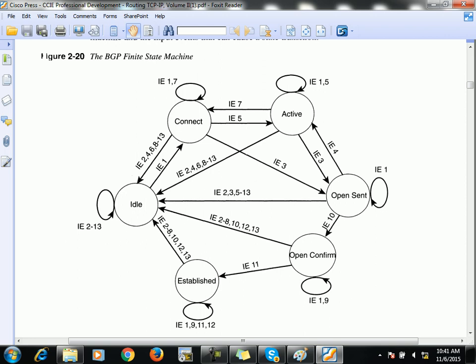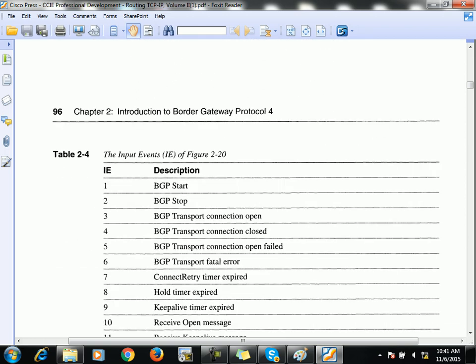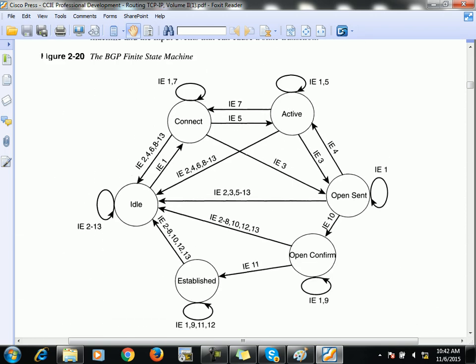Are you getting my point? If BGP starts, then it will move from idle to connect state. Now in connect state, input events 2, 4, 6, 8 to 13, all these events can occur. And if any one of the events occurs, like either 2, 4, 6, or 8 to 13, it will come back from connect to idle state.